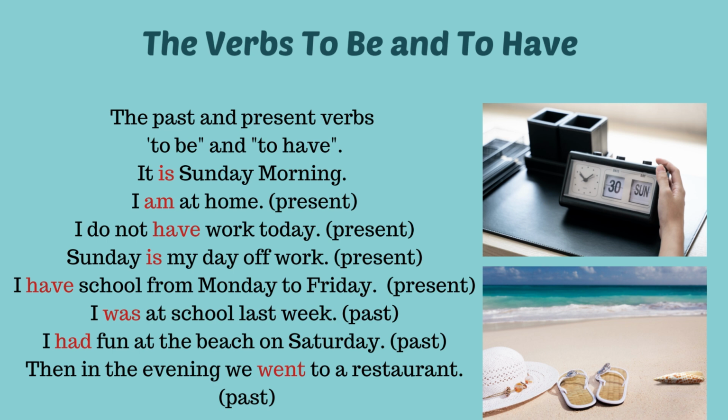Sunday is my day off work. Present. I have school from Monday to Friday. Present form of the verb to have. I was at school last week. Past form of the verb to be. I had fun at the beach on Saturday. That was the past form of the verb to have. Then in the evening we went to a restaurant. Past form of the verb to be.